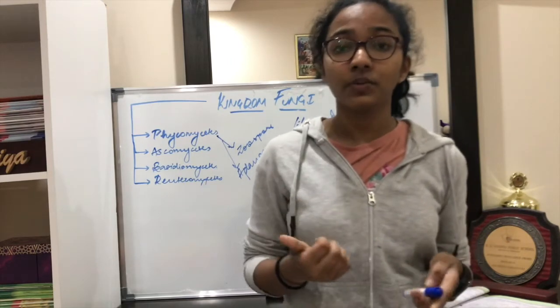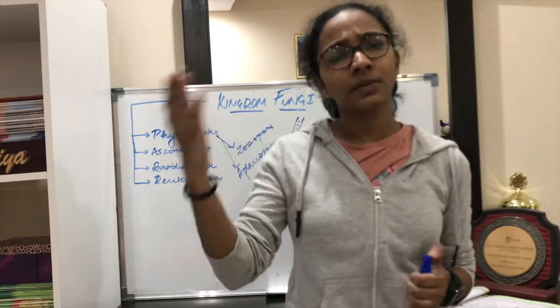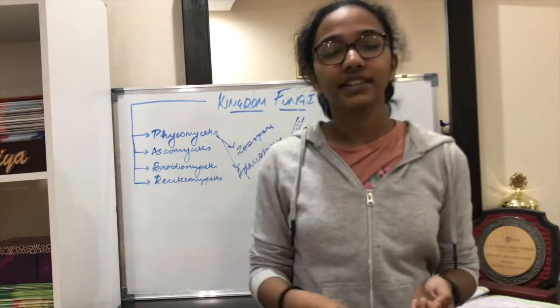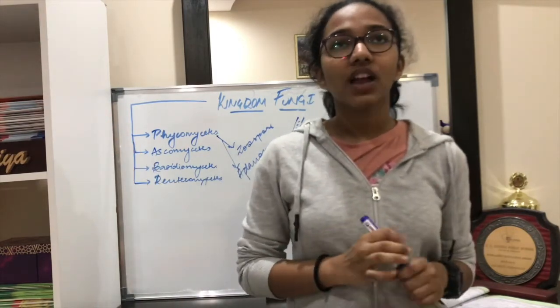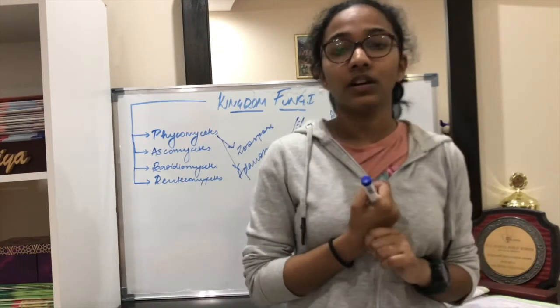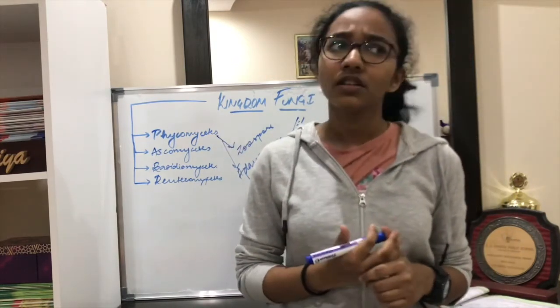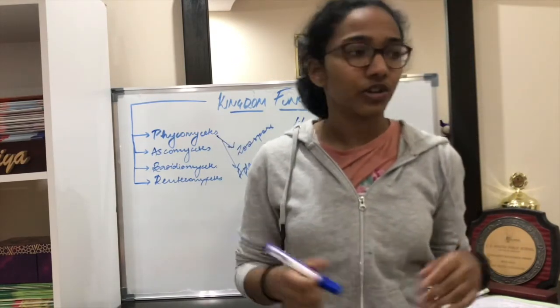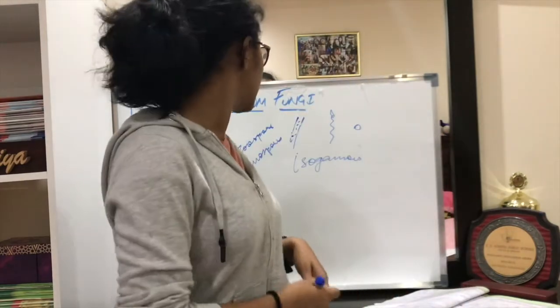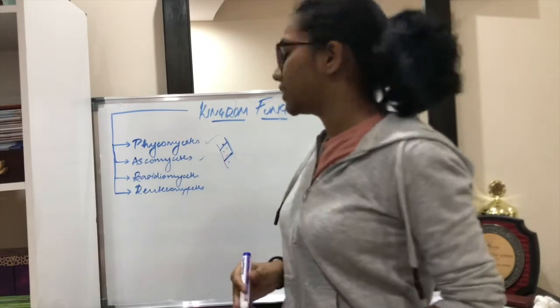Neurospora is used in genetic work, and it's known as the Drosophila of the plant kingdom. You'll be learning about Drosophila in 12th grade, but again, just for your information. And there are also edible varieties of Ascomycetes known as morels and truffles. I think that's it. That's all you need to know about Ascomycetes. Let's proceed to Basidiomycetes.